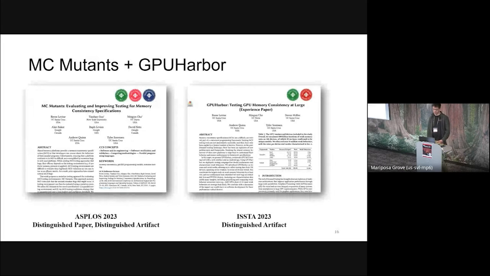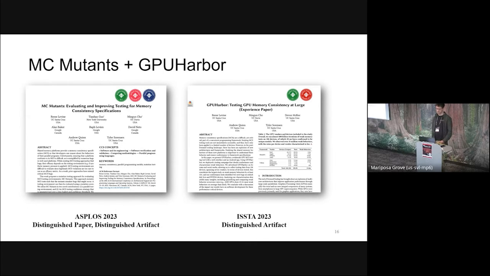So we have two papers that were both published last year. Some of the authors are in this audience. My co-author Devin is here, and Reese Levine from Google is here as well. MC Mutants was in ASPLOS, where it actually won distinguished paper, which was nice to see that other people in academia like the work we're doing on GPU memory model testing.